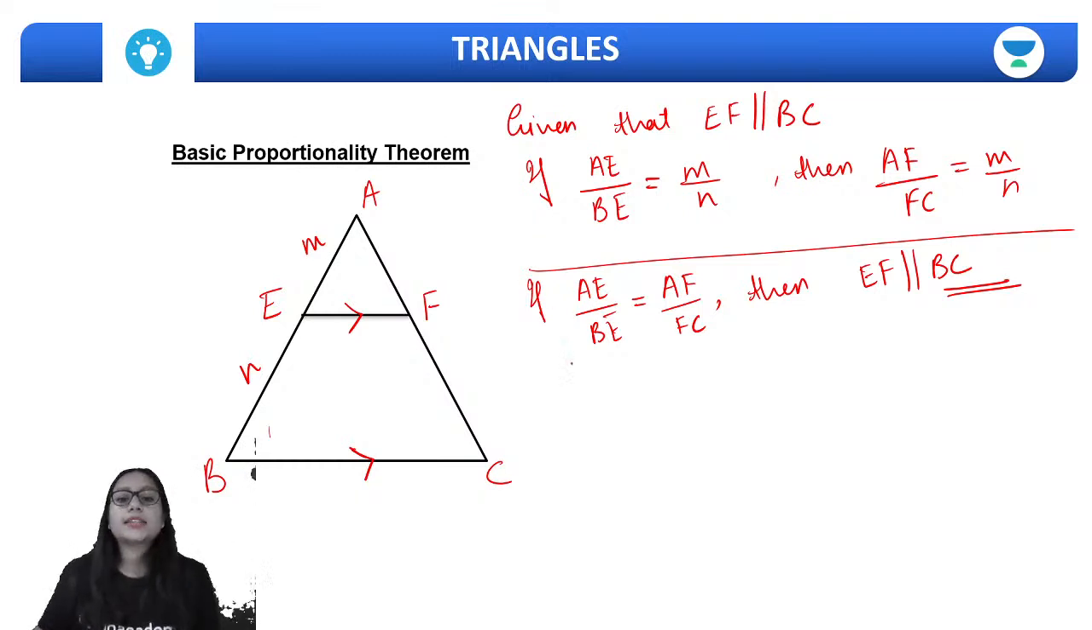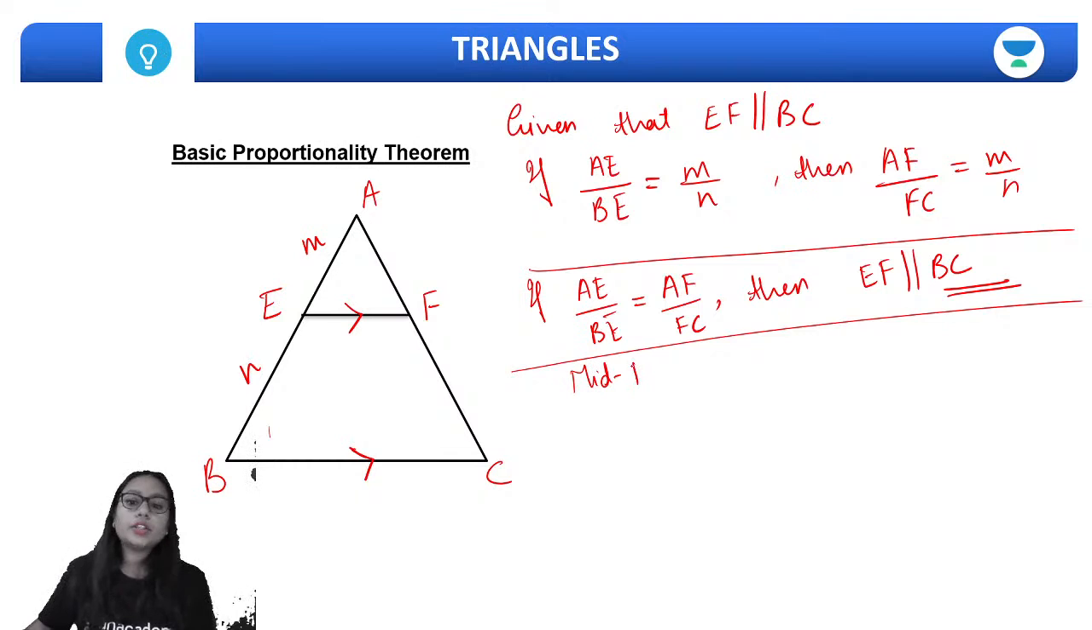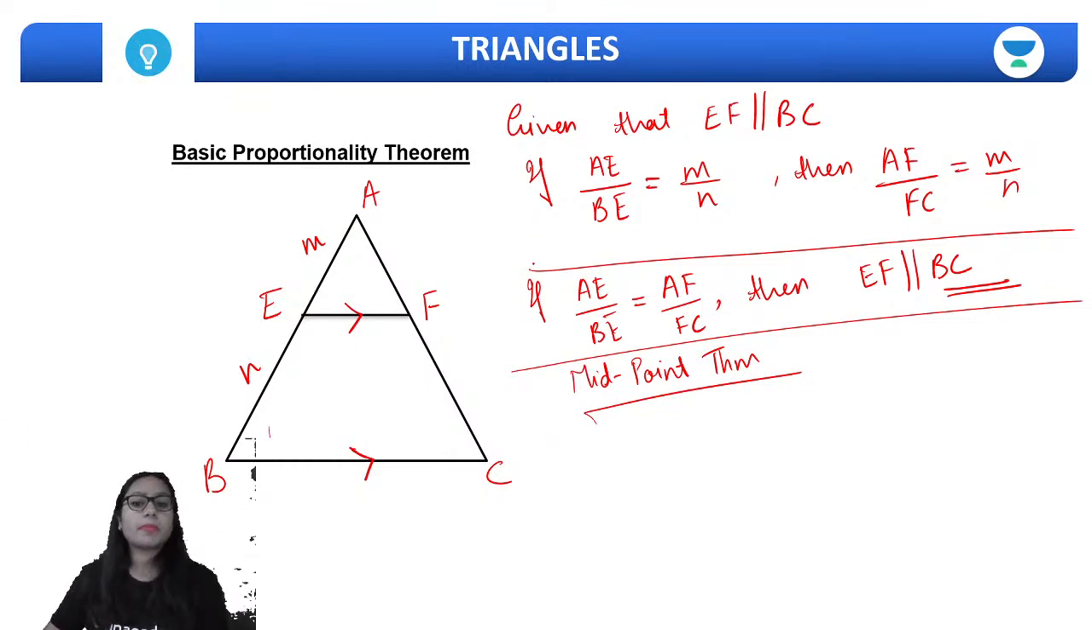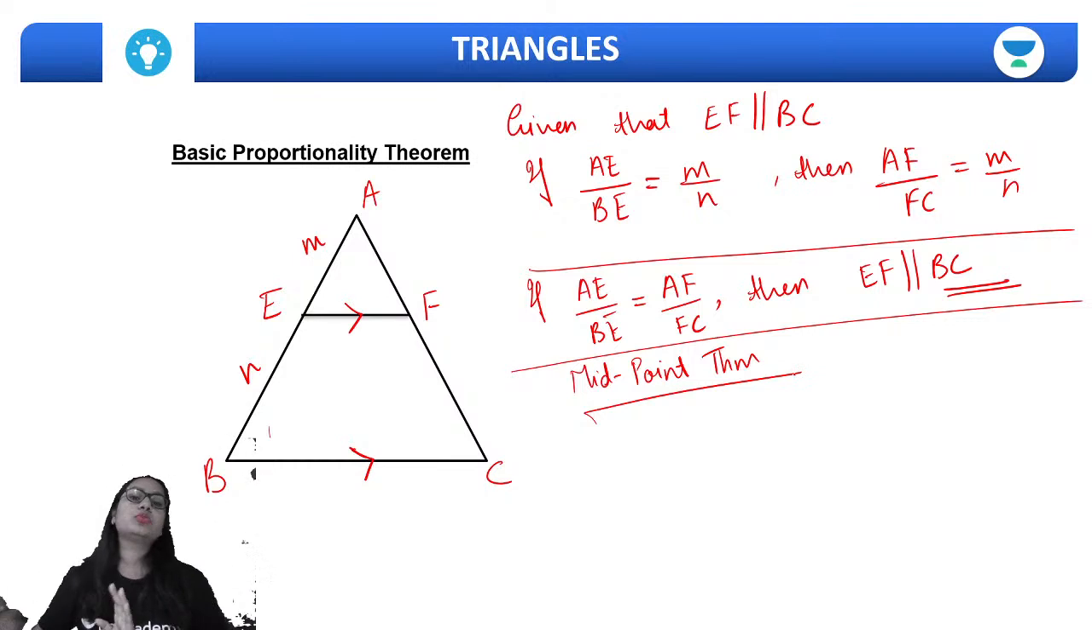Now there is a term used in most of the books, midpoint theorem. The midpoint theorem is a corollary of this theorem only. So this is the same as basic proportionality theorem. In the basic proportionality theorem, I have taken the ratio as m is to n. But since it is midpoint theorem, I will take the ratio as 1 is to 1. So midpoint theorem में क्या हो जाएगा?